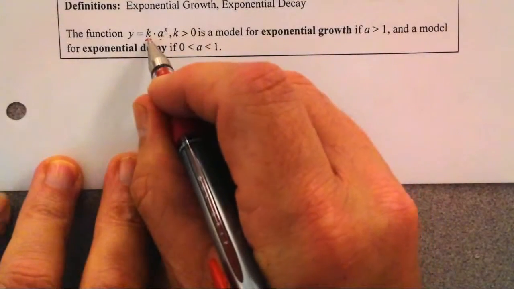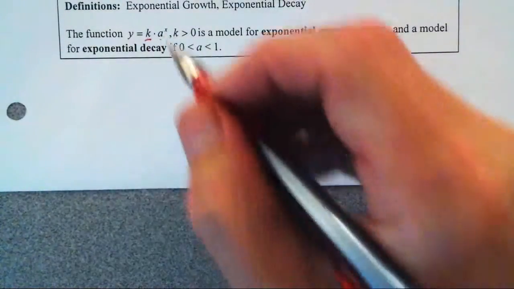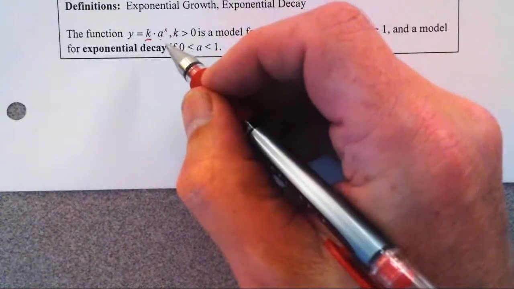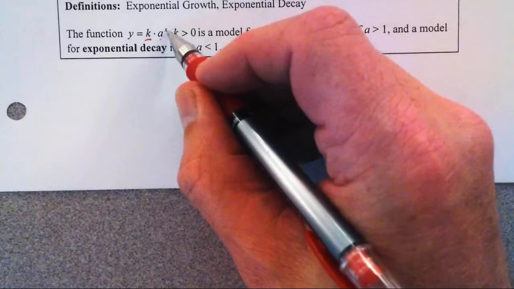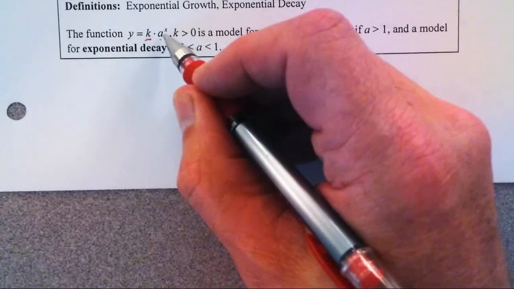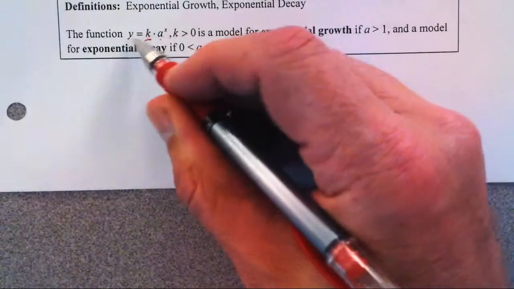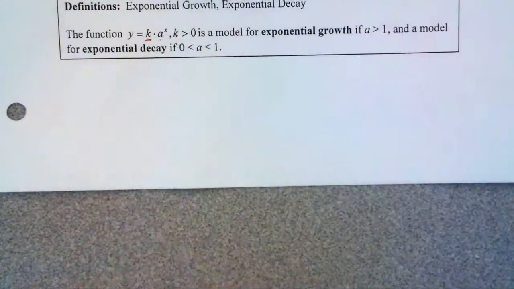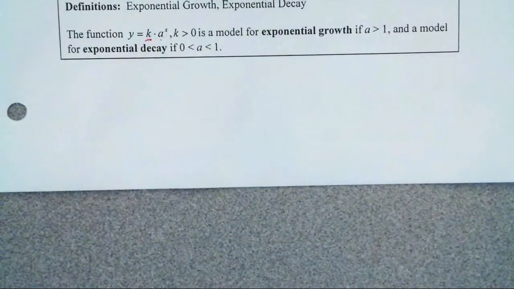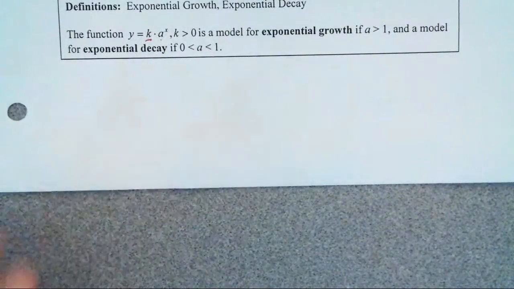Let's talk about k for a second, because very often this x is a t. It's time. And if time is 0, a is absorbed. So at time 0, y equals k. K isn't just any old value. K is our initial starting amount, assuming that time is starting at 0. Okay? All right, we'll take a look at that.